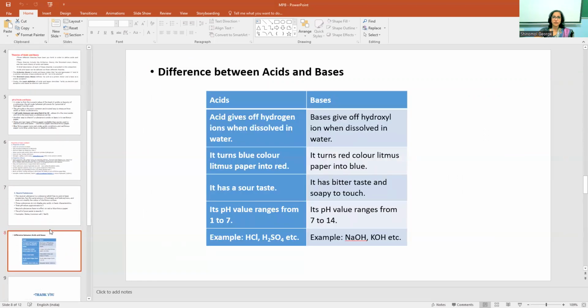Now let's compare the differences between acids and bases. Acids give off hydrogen ions when dissolved in water. Bases give off hydroxyl ions when dissolved in water. Acids turn blue litmus paper red, whereas bases turn red litmus paper blue. Acids have a sour taste, whereas bases have a bitter taste and are soapy to touch. The pH value of acids ranges from 1 to 7, and the pH value of bases is 7 to 14. Examples of acids are HCl or hydrochloric acid, H2SO4 or sulfuric acid, and examples of bases are NaOH or KOH, that is sodium hydroxide and potassium hydroxide.